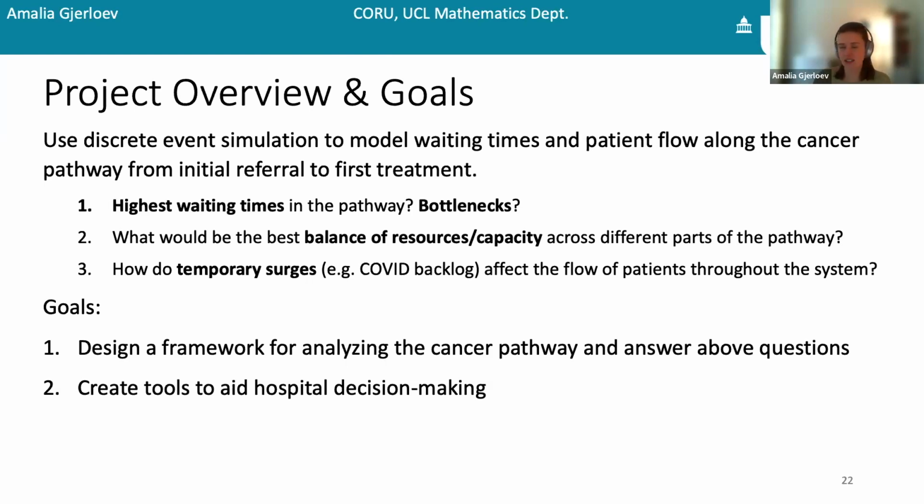I'll talk a bit more about this in detail towards the end as well, about some new things that we're doing there. But really, one of my goals is to not just do some analysis for the hospital and leave them after my PhD, but to create something that they can then use moving forward as well, and to continue to analyze their system and run what if scenarios and experiment with how certain situations affect their system. And I do want to mention that for my project, I am partnering with 2 NHS hospitals.